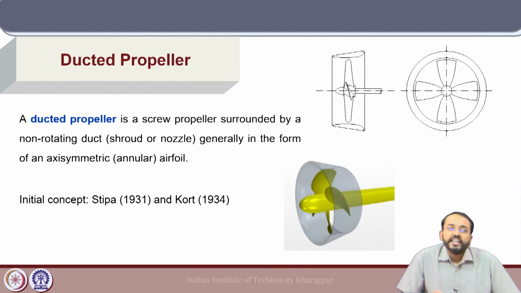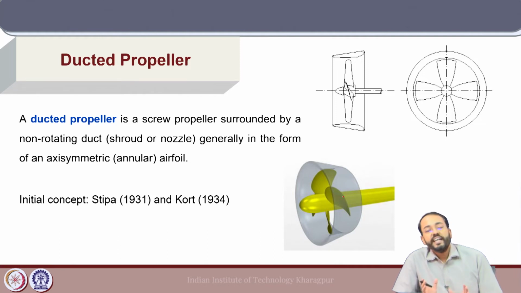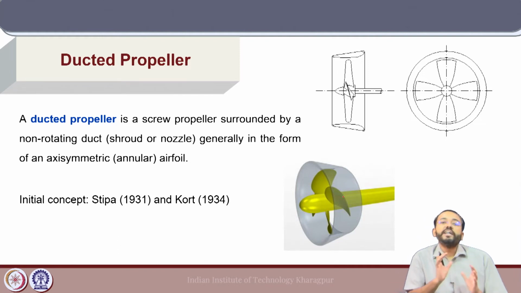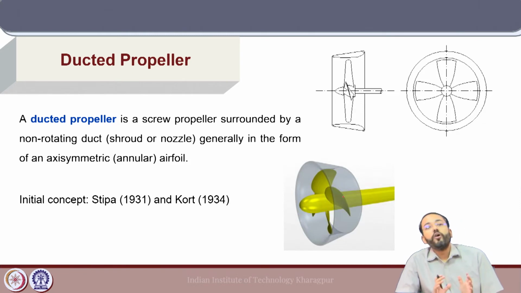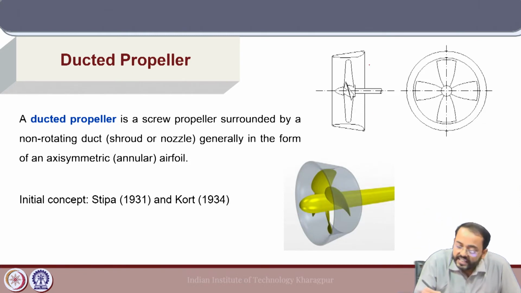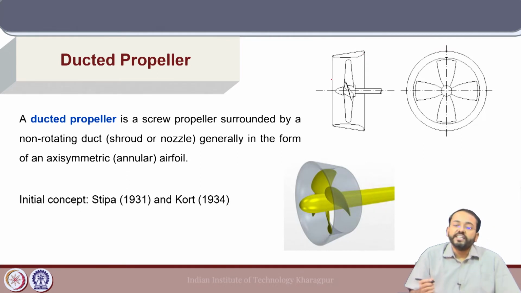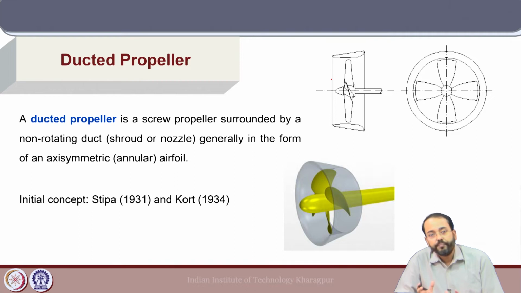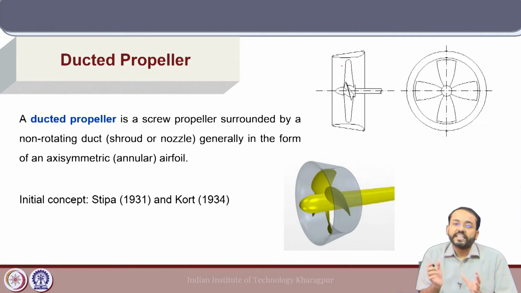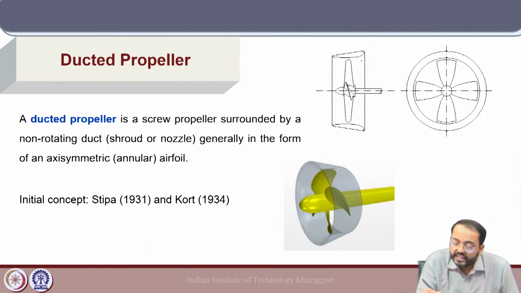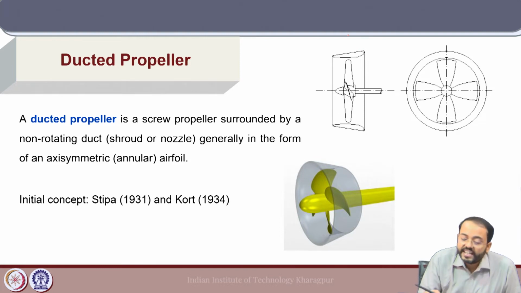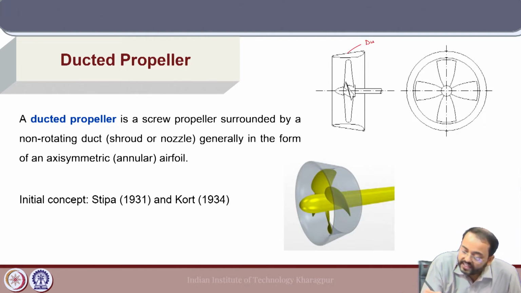A ducted propeller is a screw propeller surrounded by a non-rotating duct. So, here we have a screw propeller which is surrounded by an axisymmetric duct which is in the shape of a shroud or nozzle, and the duct along with the propeller forms the propulsion system. So, we have the propeller assembly as the propeller and the duct around it. If we look at the section, this part is the duct and this is the propeller.